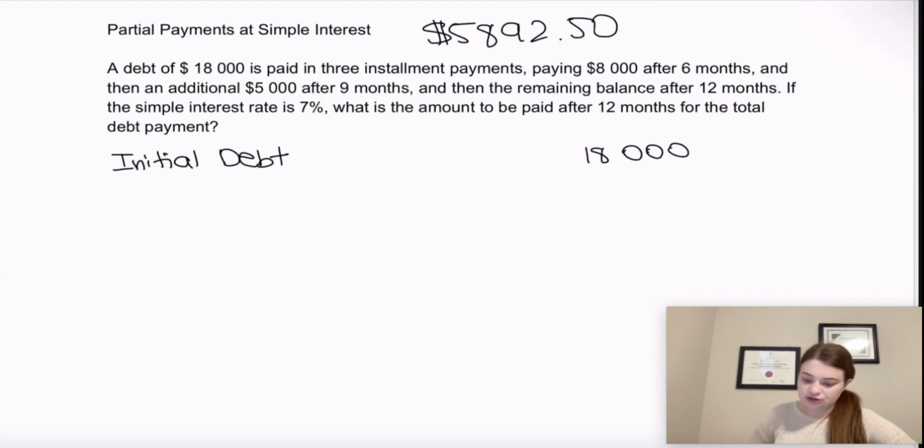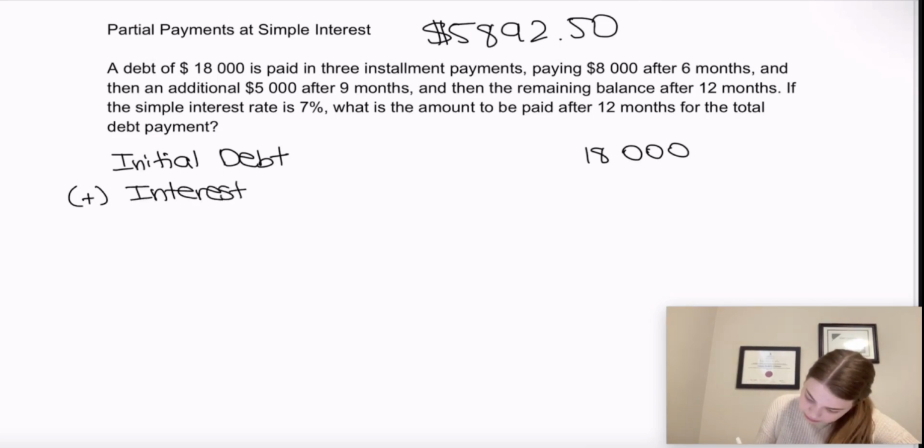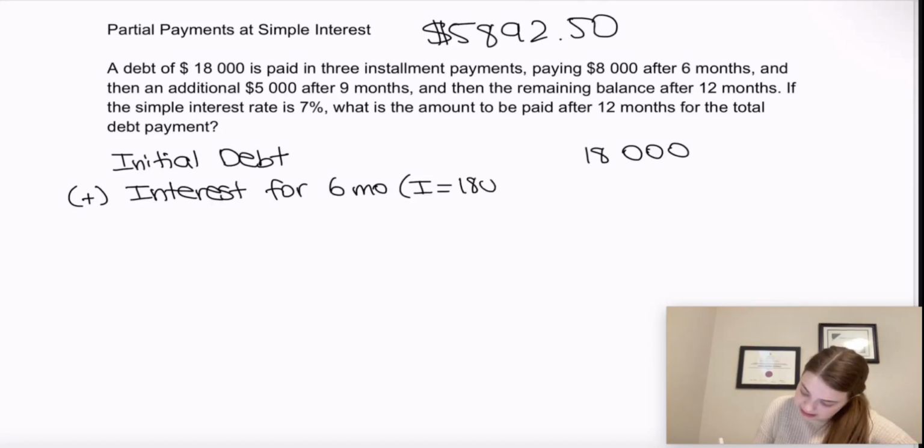First, we need to calculate the interest for the first 6 months, right? Because for 6 months, we don't make a single payment, and so interest is accruing. So plus, we're going to add the interest for 6 months. A reminder that interest is equal to CIR. So in this case, that's 18,000 times the interest rate, 0.07, times the amount of time that's passed in years, which if it's 6 months, that means 1/2 a year has passed.